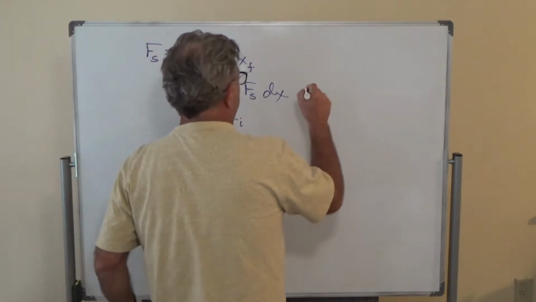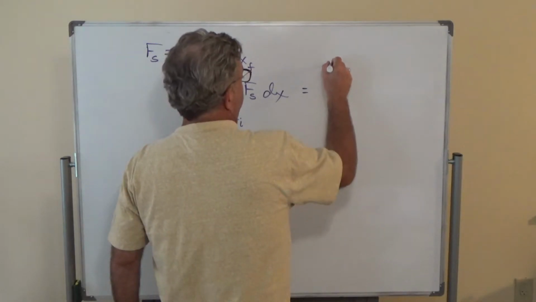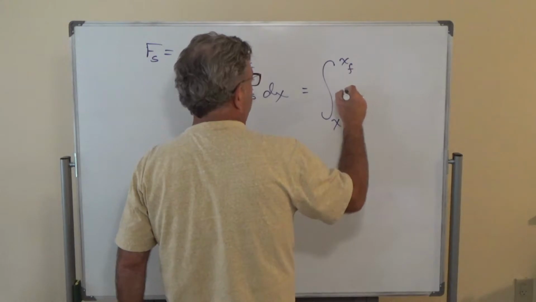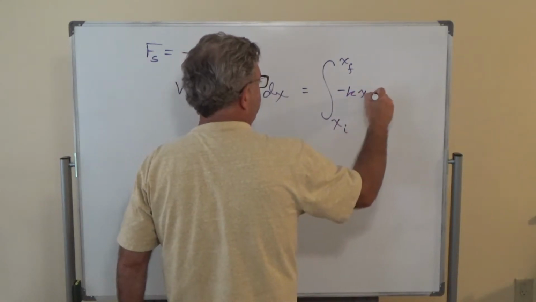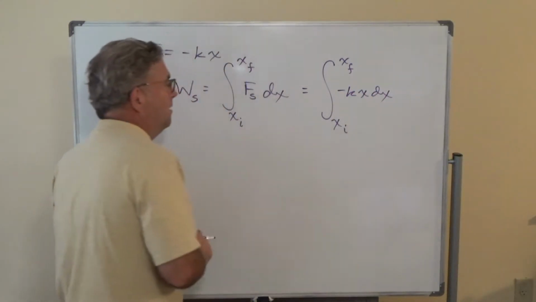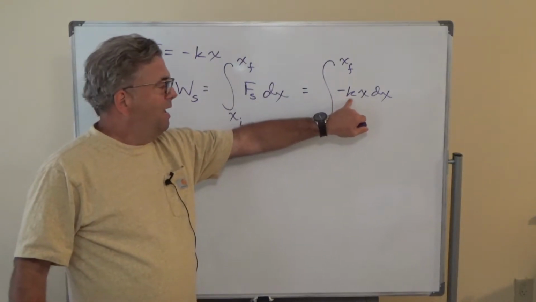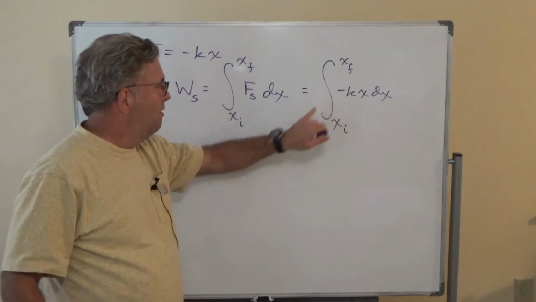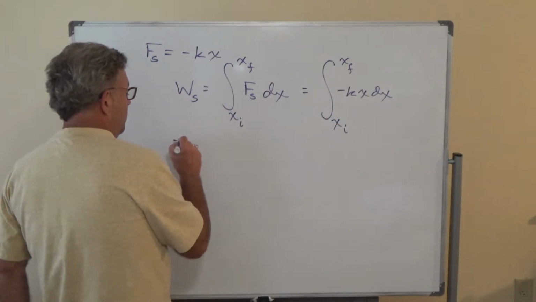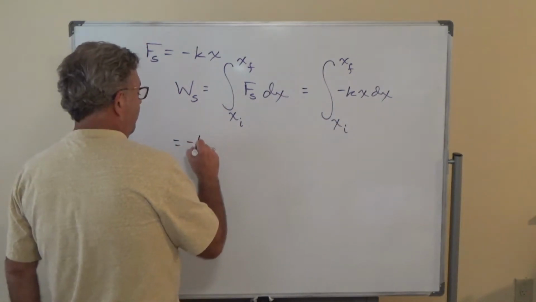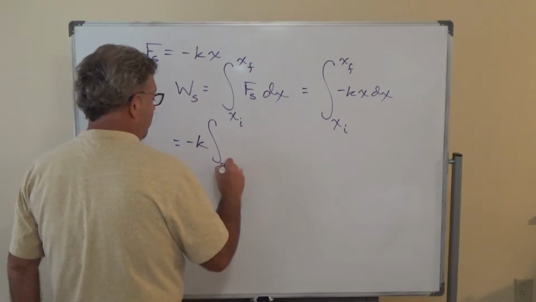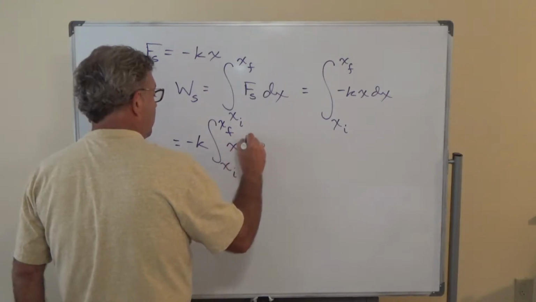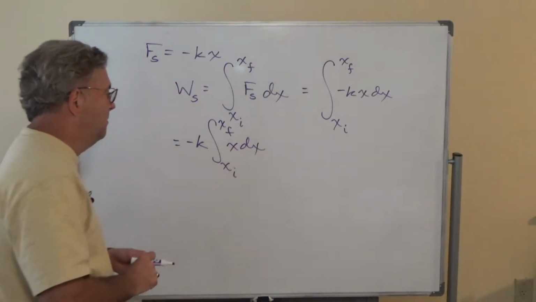So this is equal to the integral from x initial to x final of minus kx dx. K is a constant. It depends on the spring. I can pull that out front, and this is equal to negative k times the integral from x initial to x final of x dx.